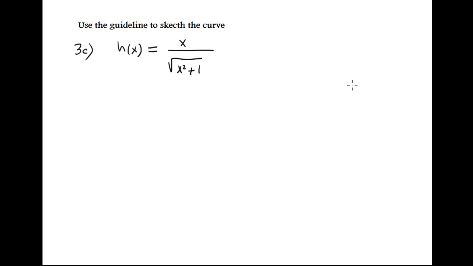Okay, again, the first step is to determine the domain. In this case, the only possibility of restriction is when the square root of x squared plus 1, which is in the denominator, equals 0. This equation has no solution. It's obvious, right? Because this is always positive, never 0. So no solution, therefore the domain is all real numbers.